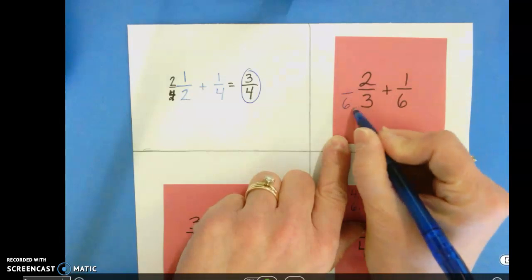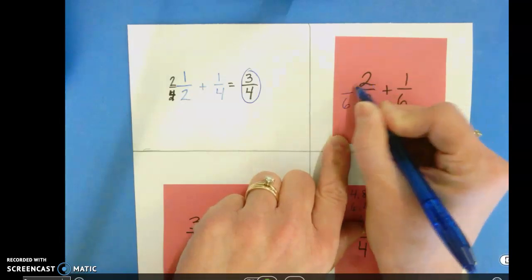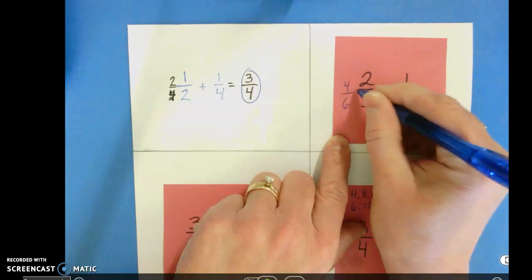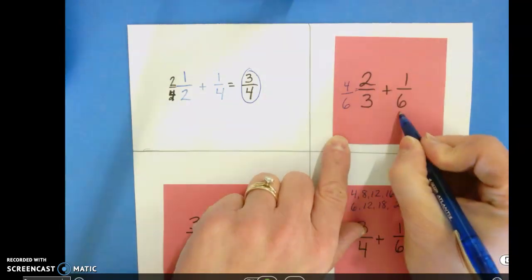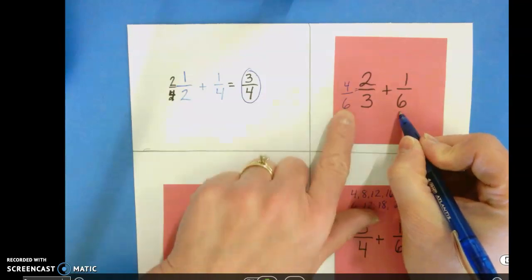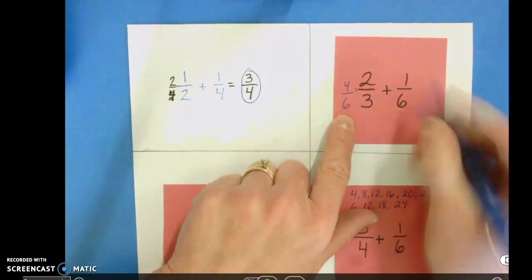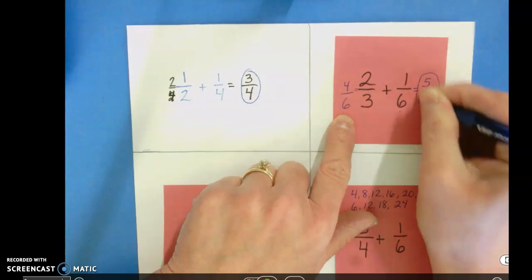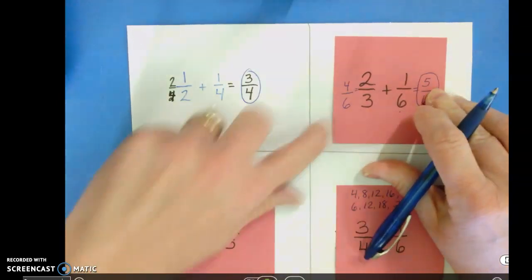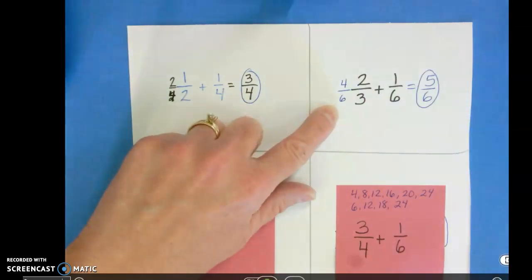3 in my head times 2 is 6, and then 2 times 2 is 4. So I've just renamed equivalent fractions. 2/3 equals 4/6. This already is a 6th. So I have something that equals 4/6 plus 1/6. It is going to be 5/6. Simplest form? Absolutely. It's counting order. So that is what I would show on my paper.